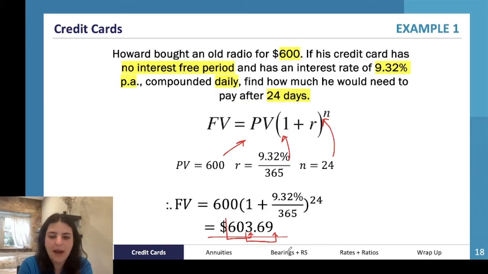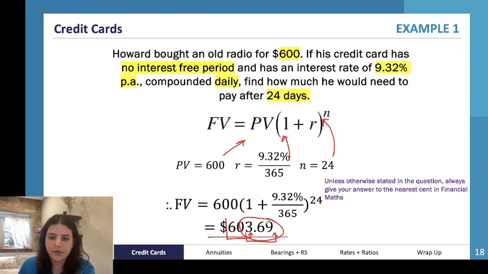That's why it's such a low amount, right? That's why people are like, oh, having a credit card's worth the benefits, because you're not paying much interest. Yes, if you just paid for it on a debit card, you would just pay $600, but you'll see that the interest is so low that it's not that consequential. Unless otherwise stated in the question, always give your answer to the nearest cent in financial maths as well. So don't round that up to 70. It looks like the answer was 69.